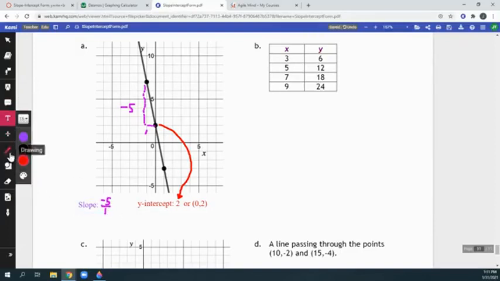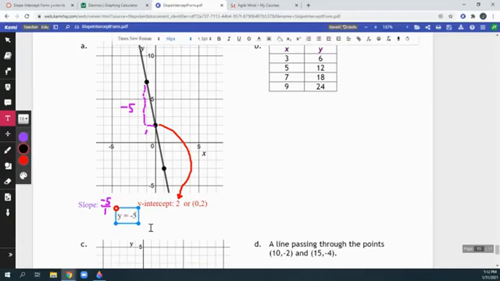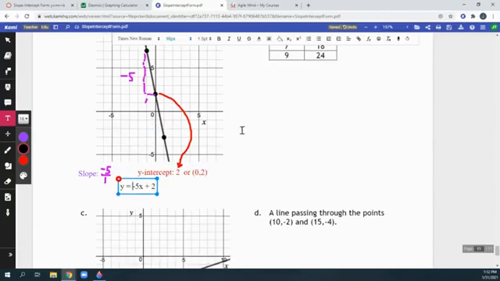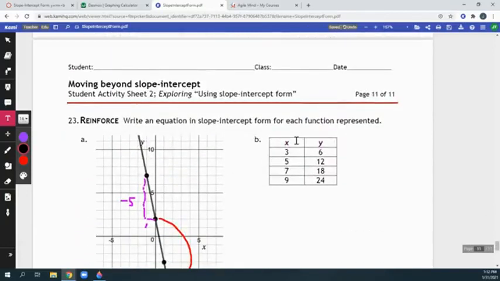So the formula for this would be y equals m, which is our slope, -5, x plus b, which is our y-intercept. And that's it. Okay, let's move on to the next one.